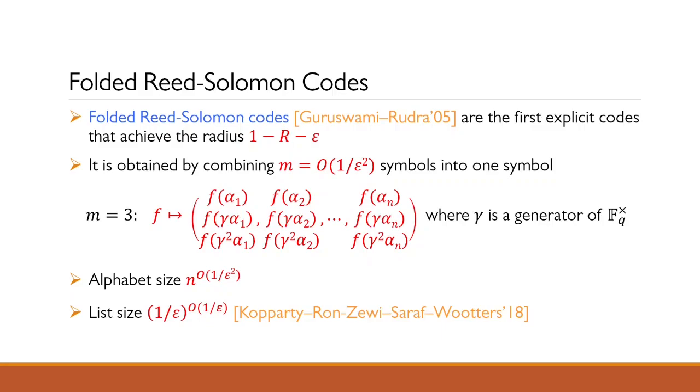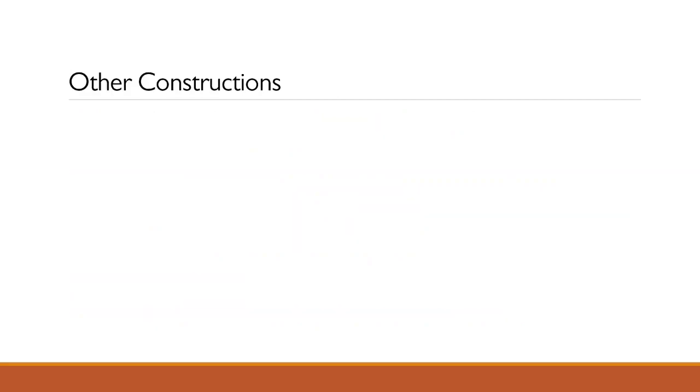And later, Kopparty, Ron-Zewi, Saraf, and Wootters showed that the list size can be bounded by (1/epsilon)^O(1/epsilon), which is a constant depending only on the parameter epsilon. And other than the folded Reed-Solomon code, Goswami and Shin use algebraic geometry codes to give an explicit construction of capacity achieving list decodable codes.